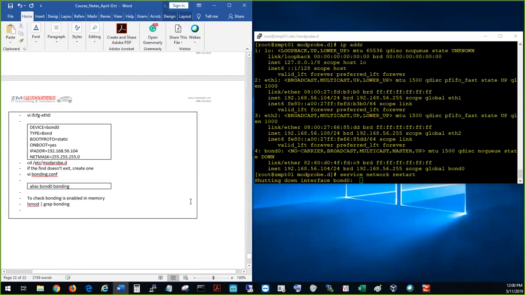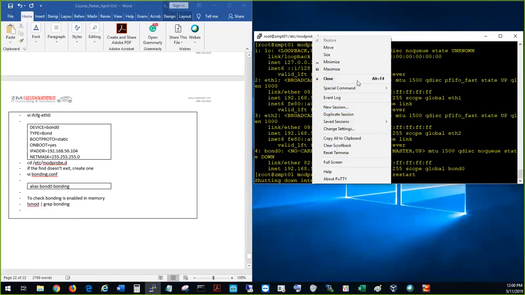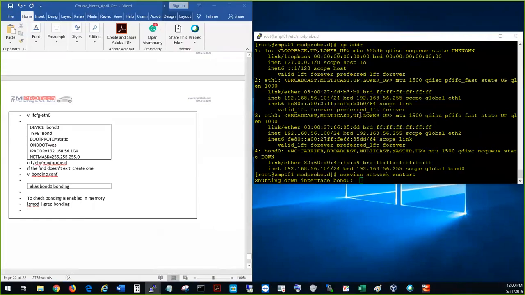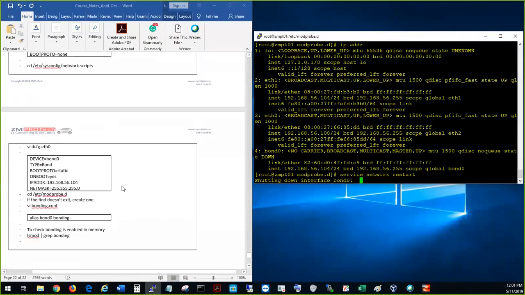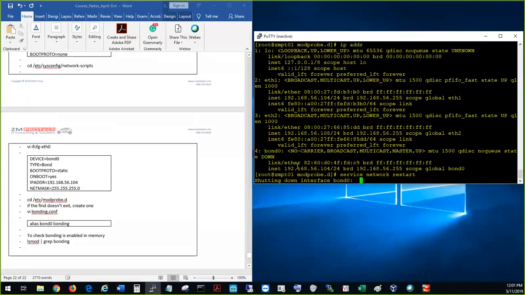No, since we have done a lot of things, I just wanted to go through everything now, step by step. So we created an additional interface file, ETH2. We then added the slave and master keywords or parameters into that. Then we created a bonding conf file. What else did we do? So then we did here. It's all in here. We created the modprobe file, and we created a bonding file.